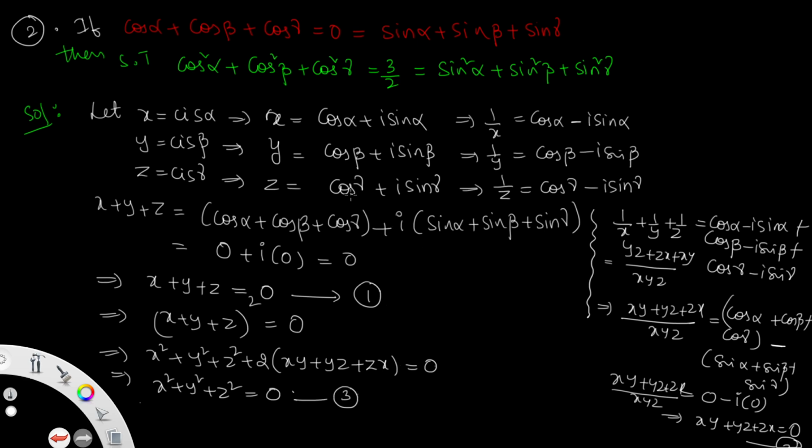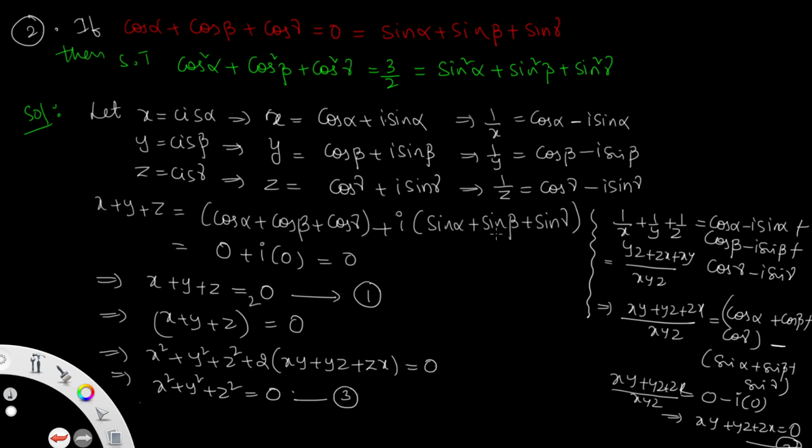So first we have taken x equal to cis alpha, y equal to cis beta, z equal to cis gamma, that is x equal to cos alpha plus i sin alpha, and simultaneously 1 by x equal to cos alpha minus i sin alpha. Y equal to cos beta plus i sin beta, so 1 by y equal to cos beta minus i sin beta, and z equal to cos gamma plus i sin gamma, so 1 by z equal to cos gamma minus i sin gamma. By adding x plus y plus z, with the real part separated and the imaginary part separated, you get 0, therefore x plus y plus z equal to 0.